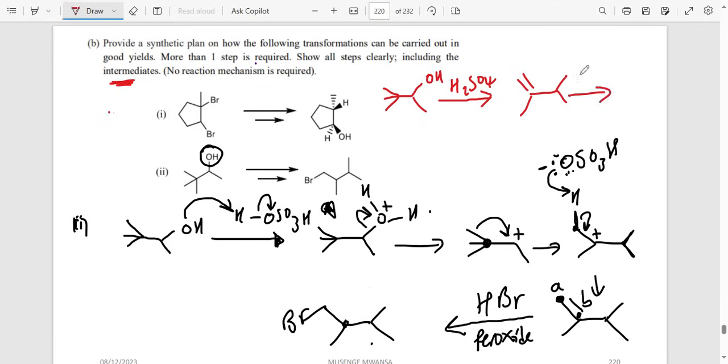And then the next reactant we are using is HBr in peroxide. And then now we write our final product, which is going to, let me write the Br there because there's no space on the other side. So this is the synthesis plan with the intermediate there. Does this make sense?